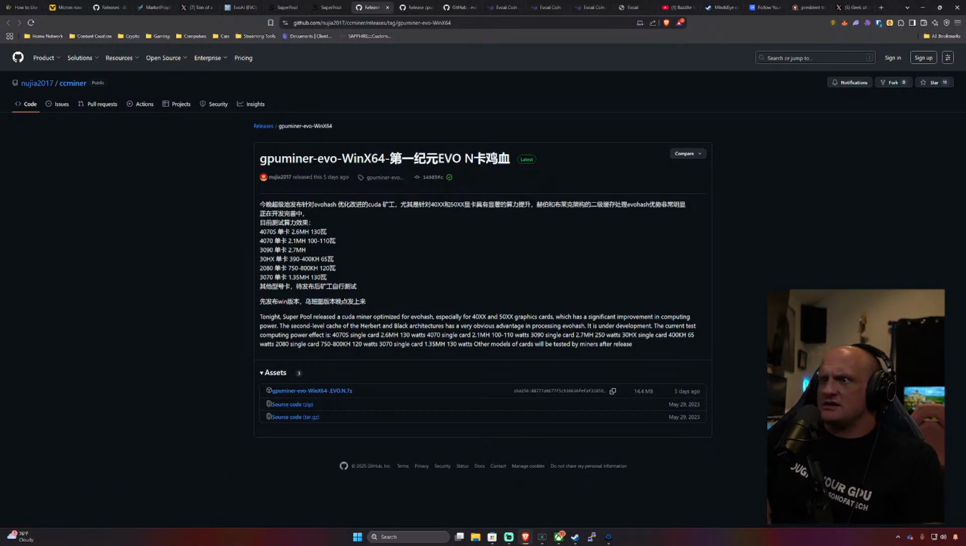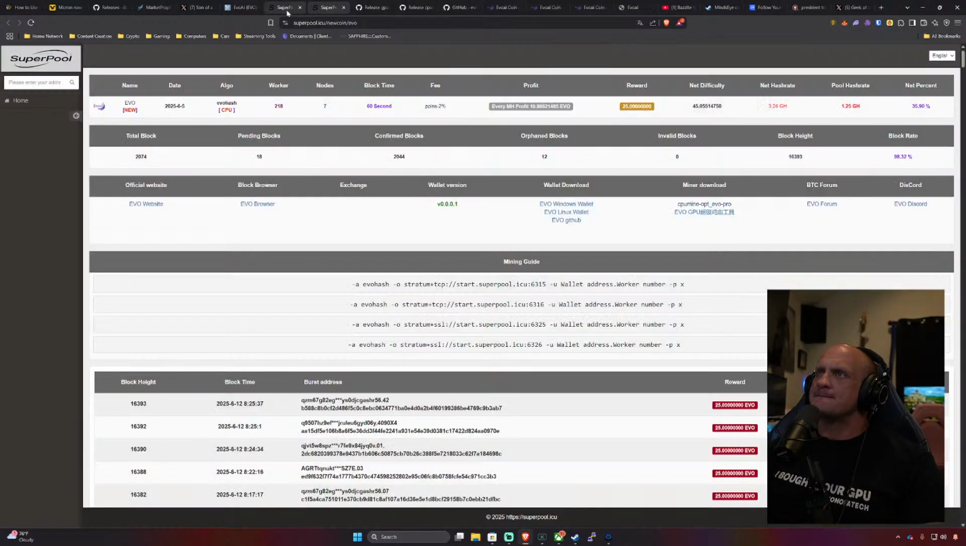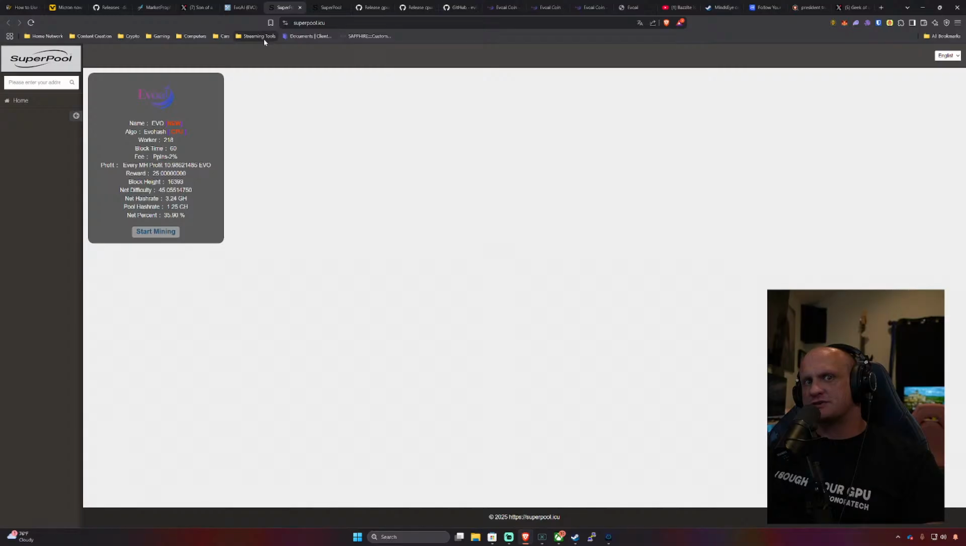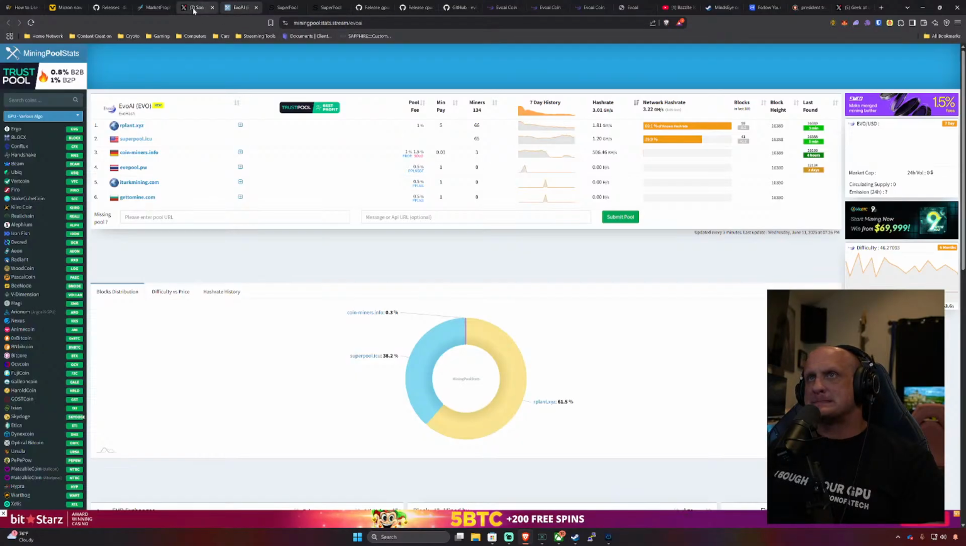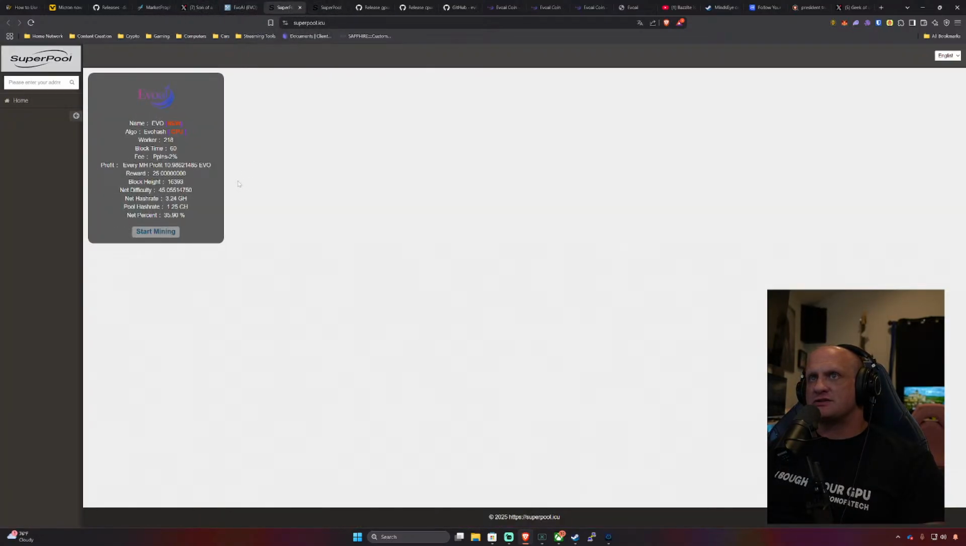So this says currently a 4070 Super does 2.16 megahash a second at 130 watts. So that wouldn't be a fish hash. 4070 does 2.1 megahash at 110 watts. A 3090 does 2.7 megahash a second at 250 watts. So it will be NVIDIA only. I'm intrigued, actually. I'm not going to lie. I am definitely intrigued now.